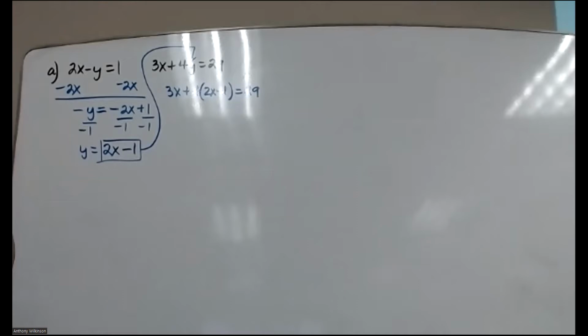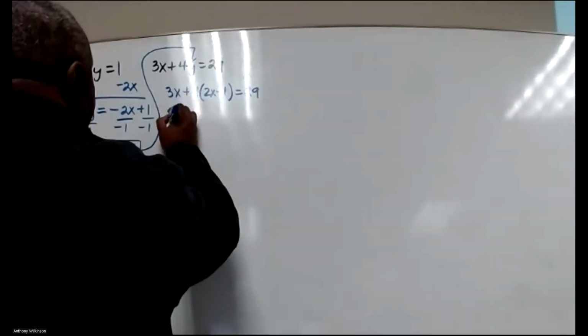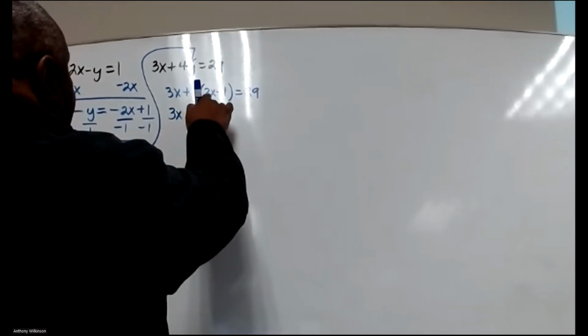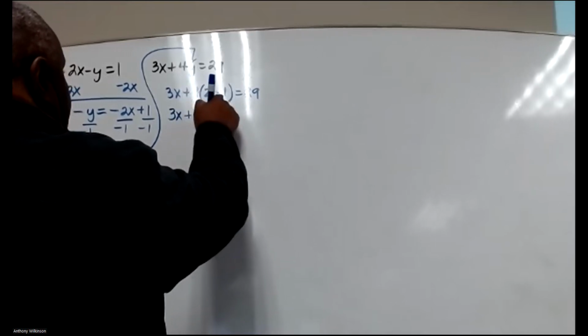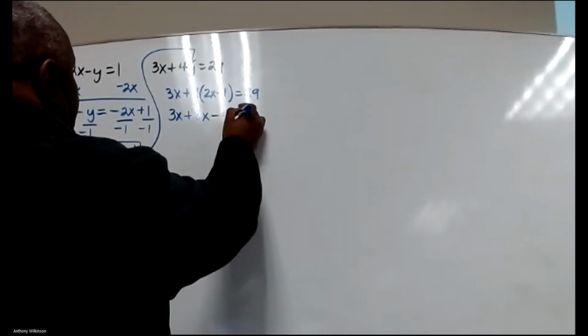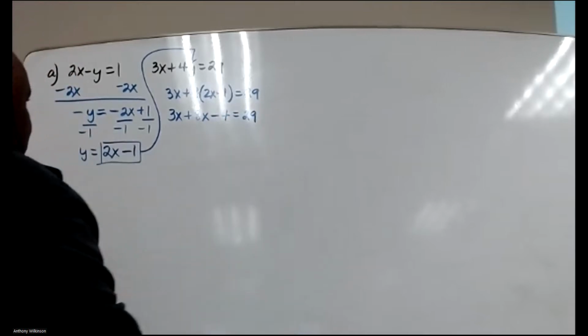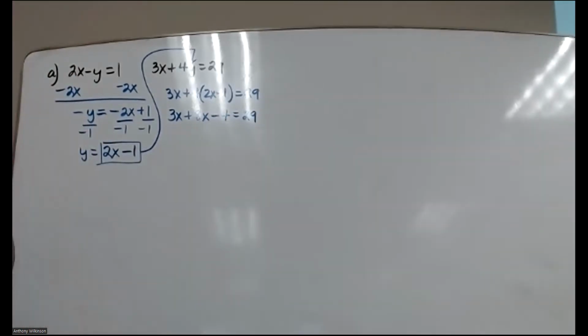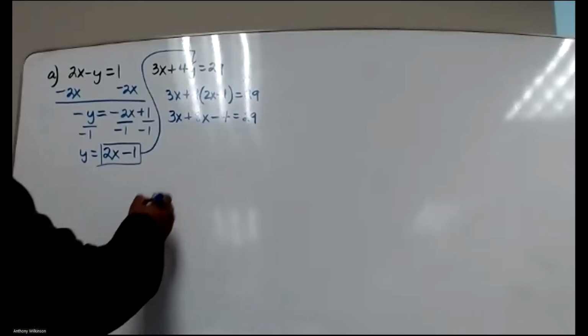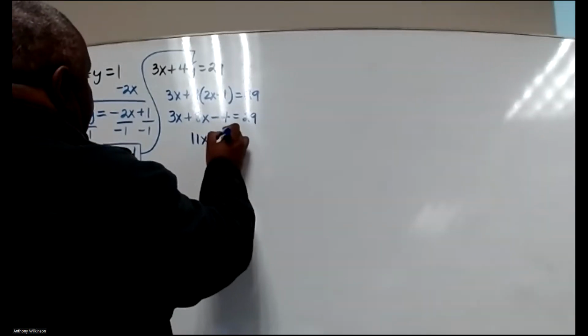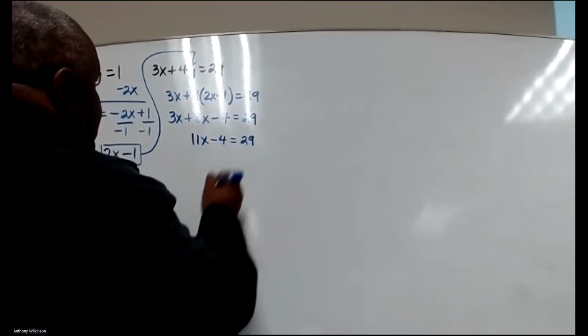So now I have an equation in a single variable. Now I can simplify this. Bring down the 3x and then use the distributive property. 4 times 2x would be plus 8x. And then 4 times the minus 1 would be minus 4. That's equal to 29. Okay. Now let's combine some like terms here. What's 3x and 8x? 11x. So I got 11x minus 4 is equal to 29.